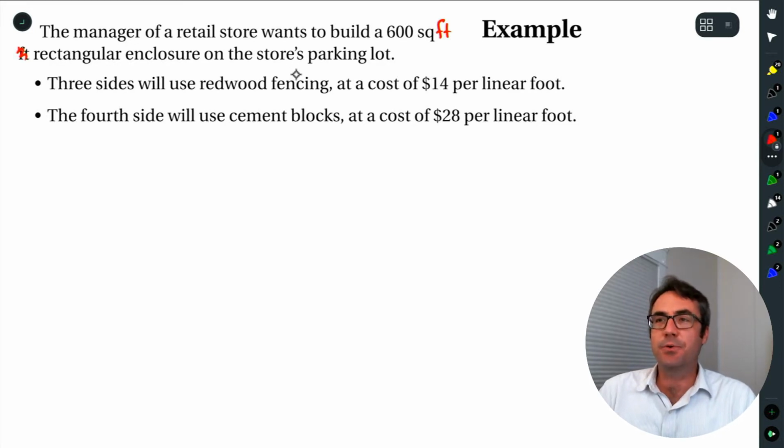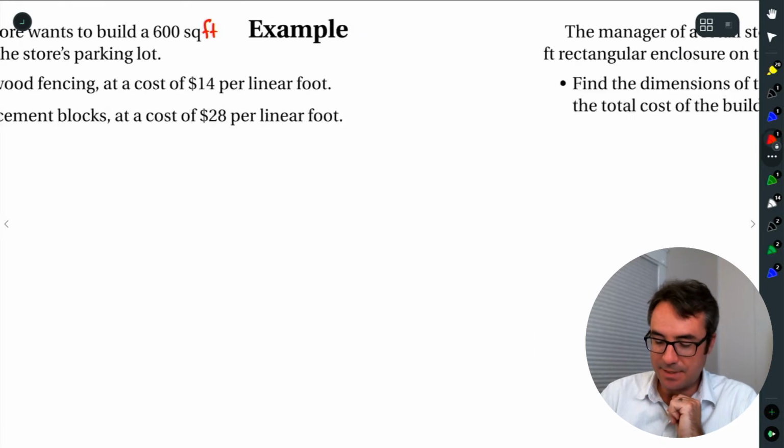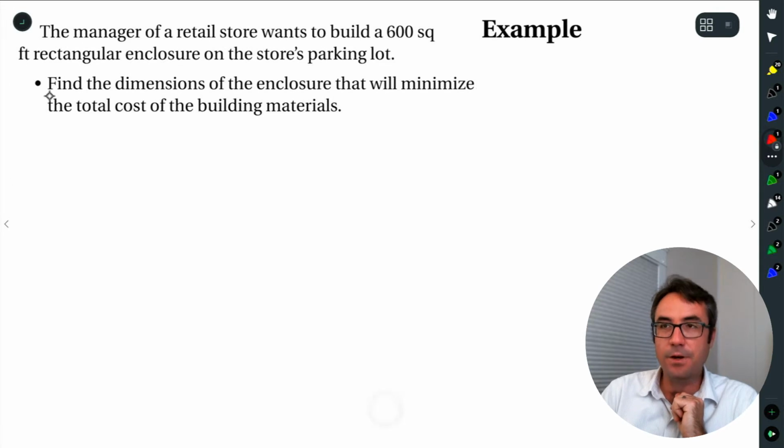We're going to have this rectangular enclosure, and 3 sides are going to use redwood fencing. That costs $14 per linear foot. A 4th side is going to use cement blocks, which cost $28 per linear foot. And what are we actually going to do? We're going to find the dimensions of the enclosure that will minimize the total cost of the building materials.